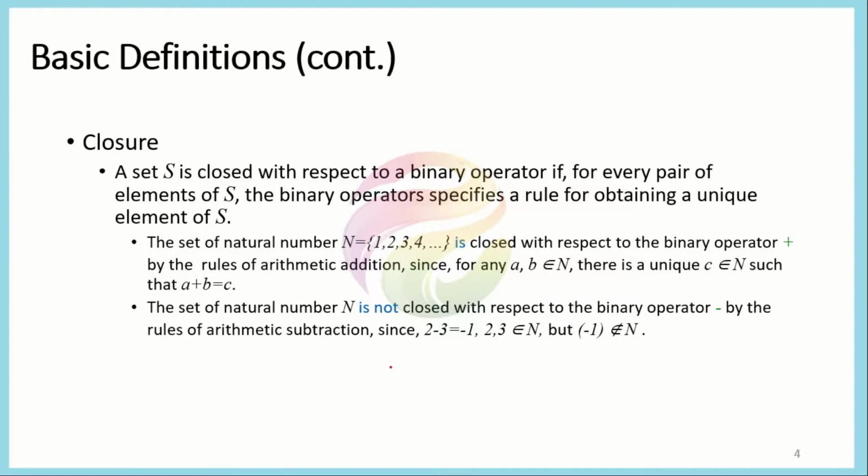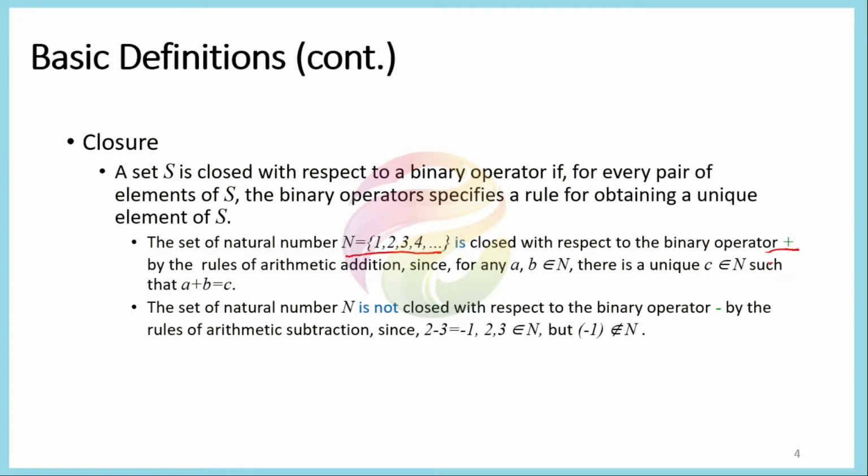Similarly, we will discuss another important property of a set, which is known as the closure property. A set S is closed with respect to a binary operator if for every pair of elements of S, the binary operator specifies a rule for obtaining a unique element of S. We will discuss this through an example of natural numbers. Say we have a set of natural numbers: 1, 2, 3, 4, up to infinity. We will consider it closed with respect to the binary operator plus.